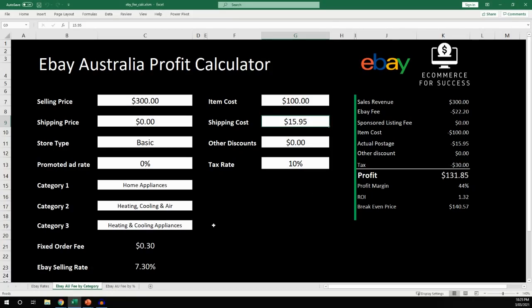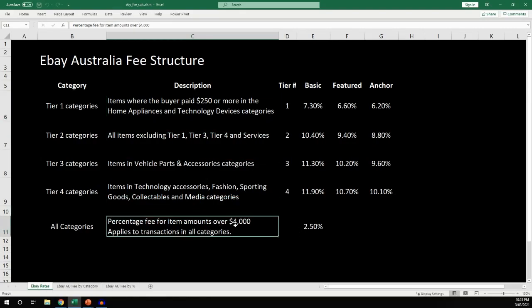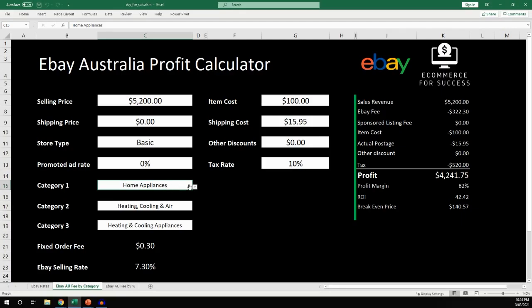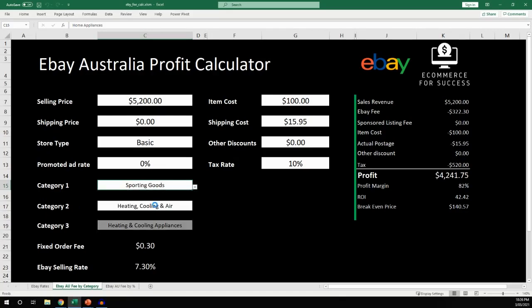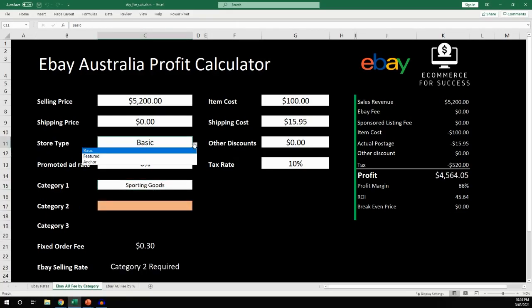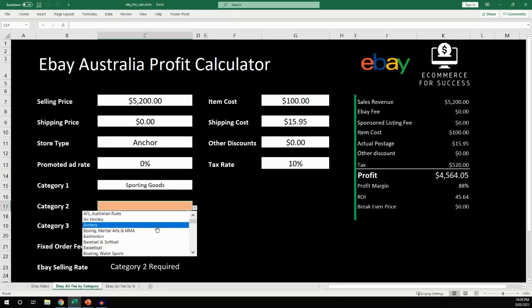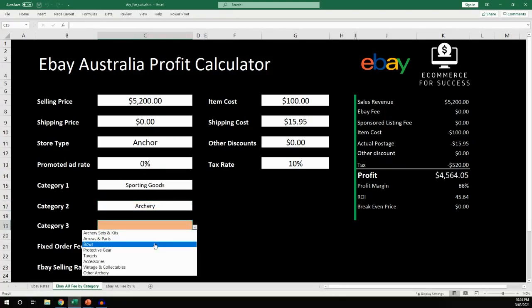Now, we'll take one more example just to show, well, the power of it. If we look at an item and we say, all right, a new item is $5,200. Now, the reason why this is important is when you look at it as rates, remember how when it goes over $4,000, you then only pay 2.5% for every dollar above $4,000. So let's just say we take sporting goods here. So we'll scroll down to sporting goods. We're changing our store to an anchor store. So let's just say we're on the highest tier package for it. For category 2, we're going to take archery, and for category 3, we want bows.